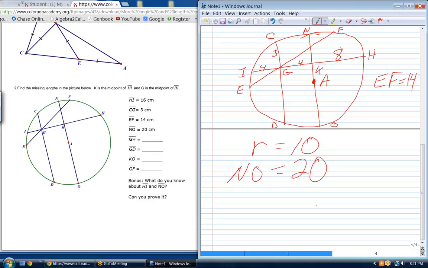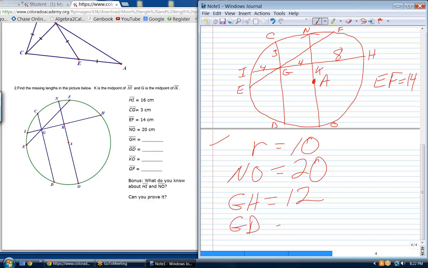Wait, how do we know the radius? Well, it's half the diameter, and NO is the diameter. Oh, okay, yeah. I don't know that that'll do us any good, but we'll keep in mind that the radius is 10. All right, so let's look at GH. We know what GH is. What's GH? If you look at my diagram or look at my circle, GH is 12.